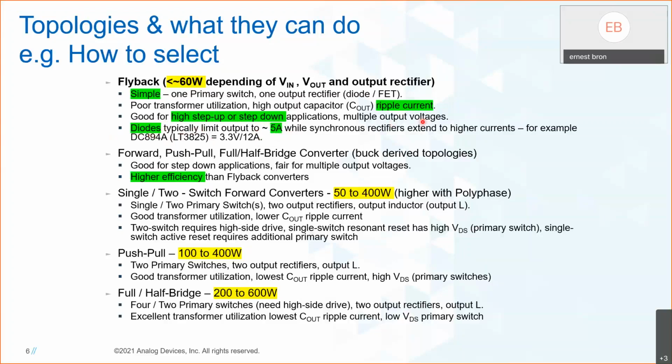Then you'd need to go to synchronous rectification, which makes the whole thing a lot more complicated, and it starts to look much more like all the other topologies, which have many more switches inside. So to repeat, generally people just look at the power level. If you are below 60 watts, then flyback is the way to go, typically.